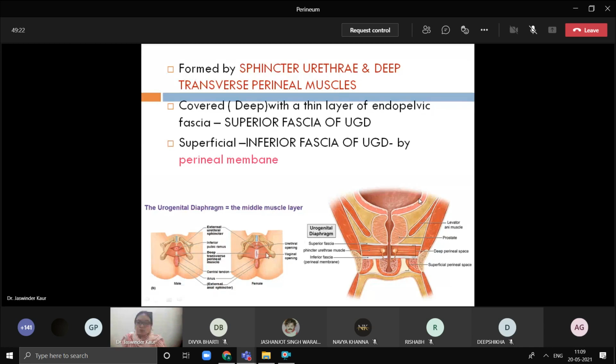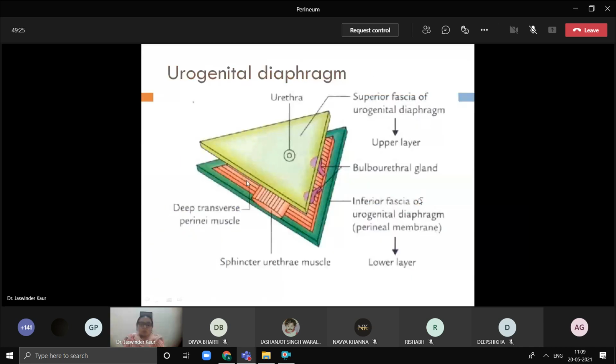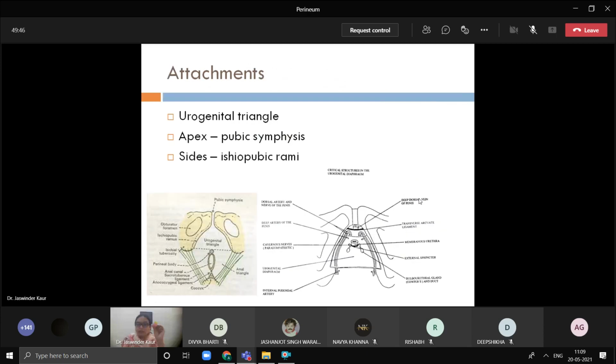Here also they have shown, in the center, this is the muscular component. This whole muscular component is enclosed within two fascial sheaths, which come from the endopelvic fascia. This is the superior layer, this one is the inferior layer. The inferior layer is known as the perineal membrane, right? Then the attachments, which we have already done. The apex is attached to the pubic symphysis and the arcuate pubic ligament, and on the sides it is the ischiopubic rami, right?